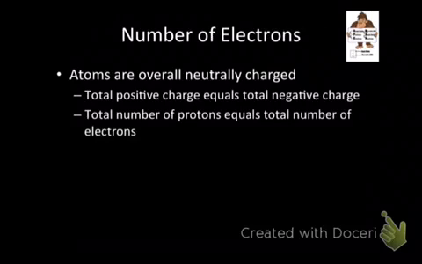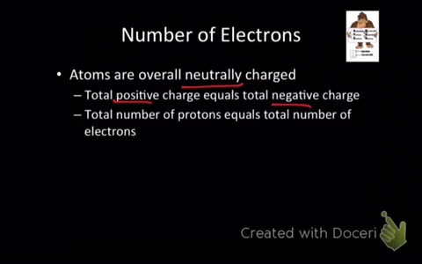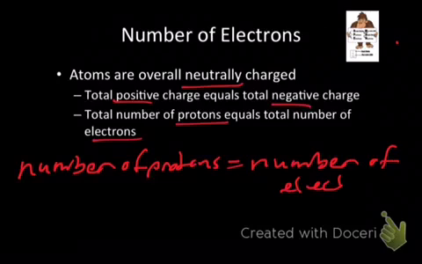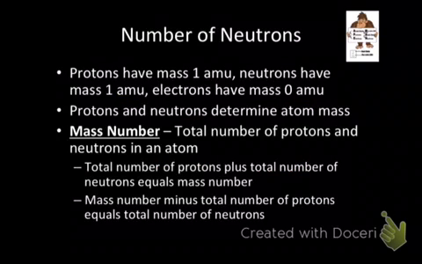Number of electrons. Atoms are overall neutrally charged. What does that mean? That means that the total positive charge equals the total negative charge in an atom. And we only know 2 things in an atom, one each that has a positive charge and a negative charge. Protons have a positive charge, electrons have a negative charge, so we know that the number of protons in our atom is going to equal the number of electrons in our atom. So that's how you can determine how many electrons you have in your atom.